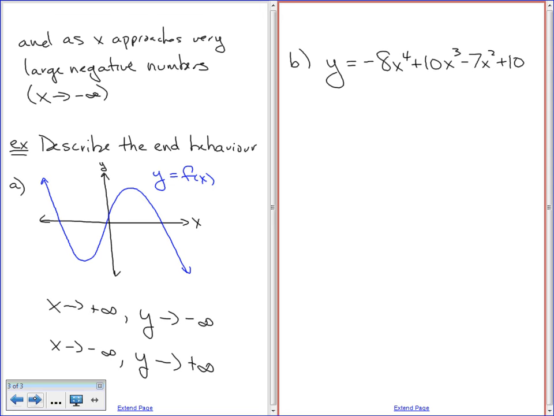So ultimately, we're trying to answer the question: as x heads towards positive infinity, where is y heading? And as x heads towards negative infinity, where is y heading? Remember, these are polynomial functions, and polynomial functions are continuous over the entire real number system. All that means is you can go from one side to the other without ever having to lift your finger if you're tracing the function. Okay, so it's going to go on forever.